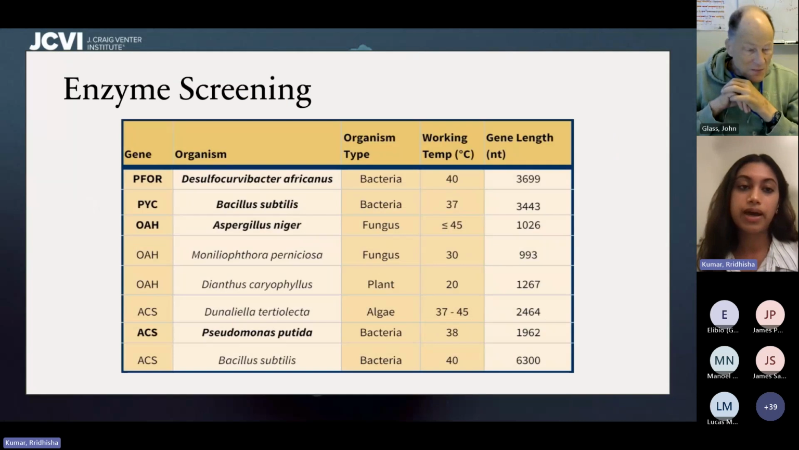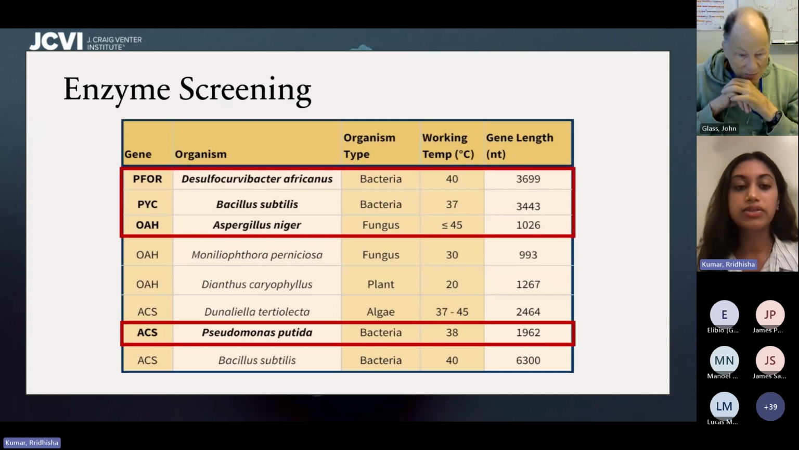So the first step of our process was to screen the enzymes needed to put into our cells. For this specifically, we wanted to look at the operating temperatures of these enzymes to make sure they were within the range that the minimal cell could survive in. So we decided on these 4 enzymes highlighted here from these organisms, but if you look closely, the P4 enzyme operates at slightly higher temperatures than the minimal cell can handle, which is around 40 degrees Celsius.